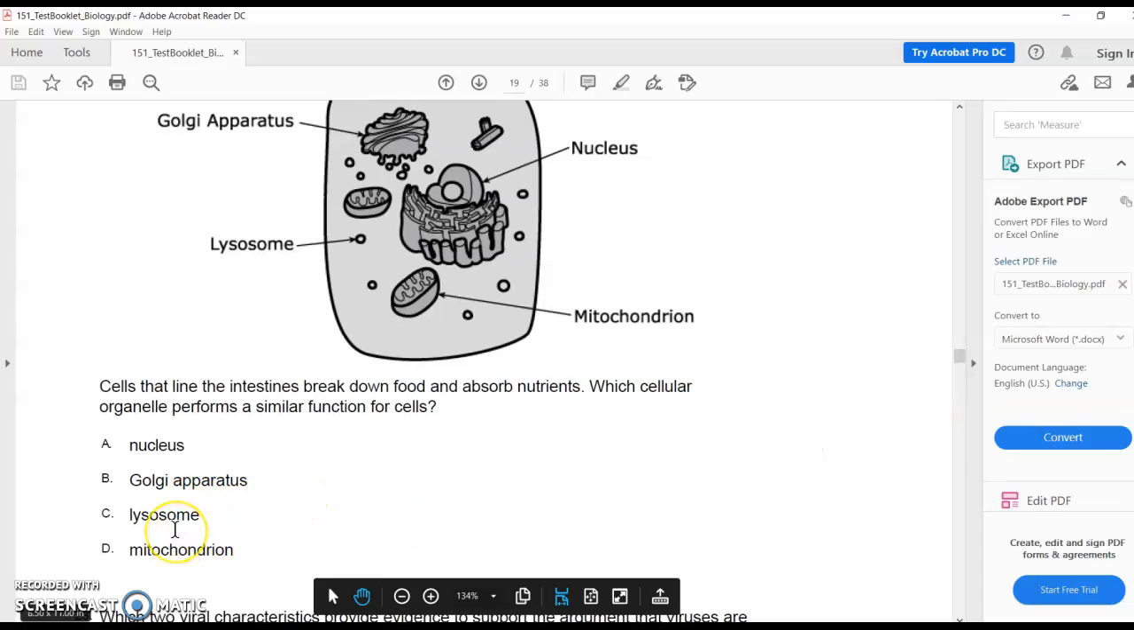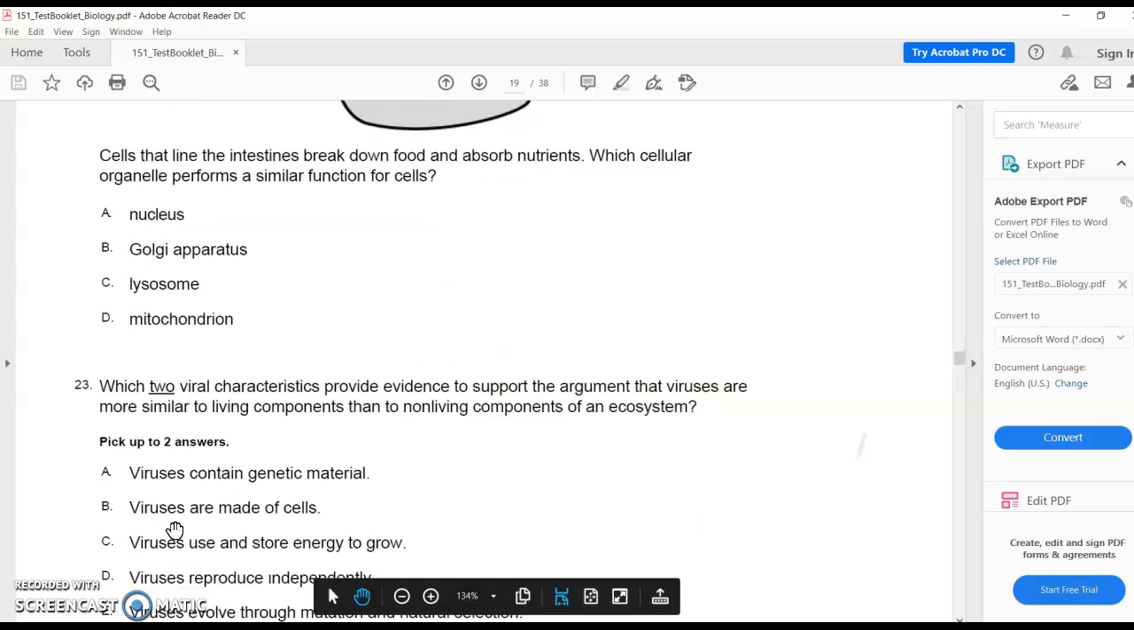That's going to be the lysosome. Remember, the lysosome helps digest and break down materials.